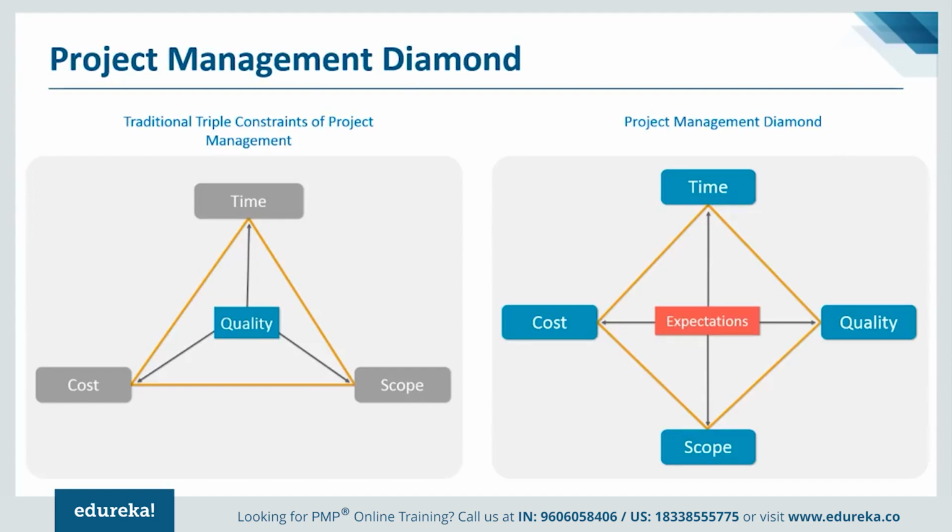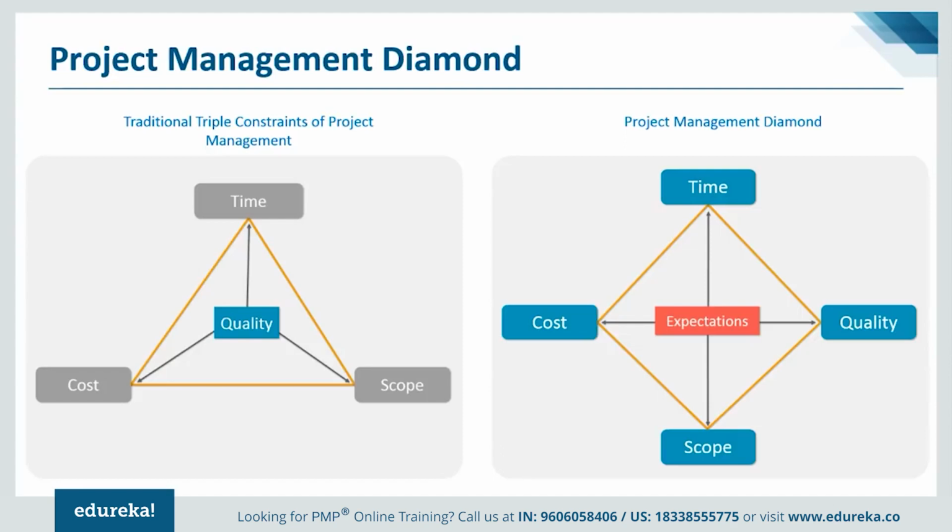So we started with these triple constraints initially, and then we've added one more. So time, scope, and cost were there. We've added quality as well. But if you actually see, there are a few other constraints on the project which we should be aware about. And that's nothing but the expectations. So if you see the project management diamond, we started with triple constraints on a project, and now we talk about the diamond. And I would also prefer to add a few more here.